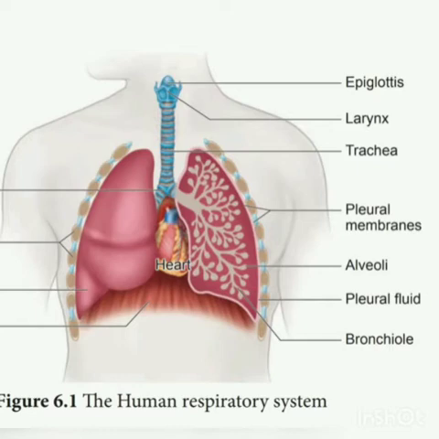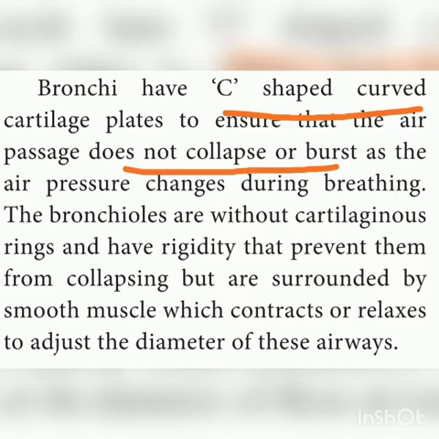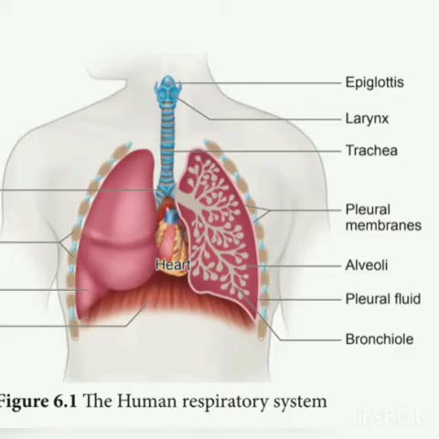In that, the important 2-mark question is why bronchi have C-shaped curved cartilaginous plates. Bronchi have C-shaped curved cartilaginous plates to ensure that the air passage does not collapse or burst as the air pressure changes during breathing. You have to draw the diagram for the lungs. Okay, draw the diagram of lungs and mark the parts.